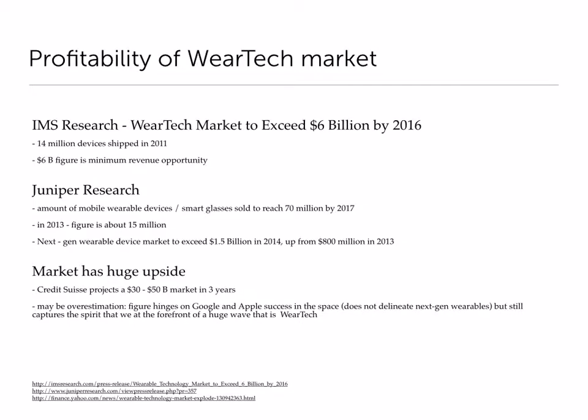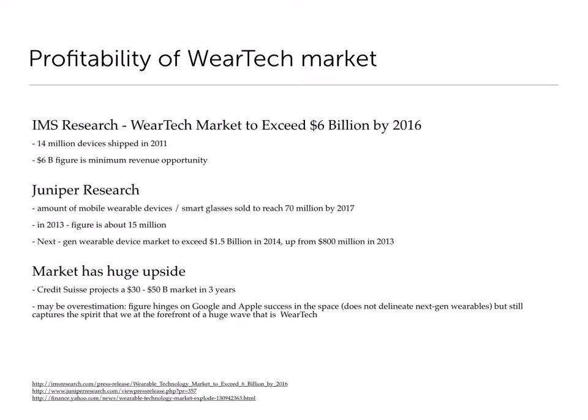So with respect to the profitability of the market, IMS Research really expects the market to exceed $6 billion by 2016. Juniper Research claims that the next-gen wearable device market will exceed $1.5 billion this year. And so the jury's still out whether or not they were correct in that. But either way, that guesstimate is up $800 million from 2013. Credit Suisse projects a $30 to $50 billion market in 3 years, and this may be an overestimation. It really hinges on Google and Apple's success.